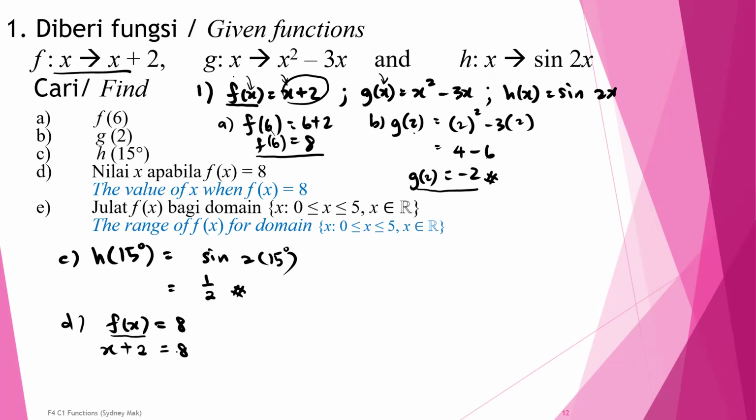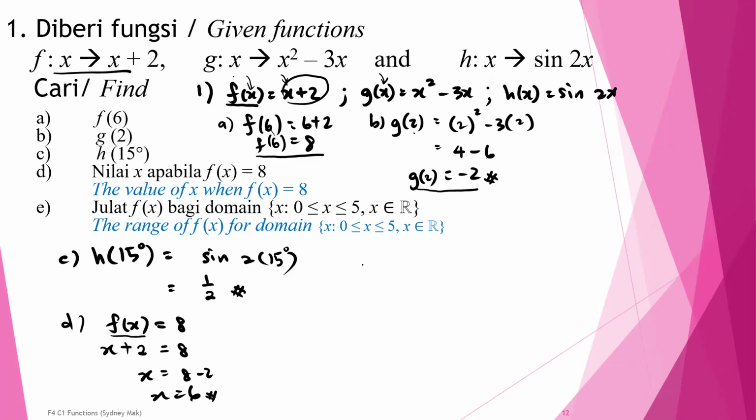So we form an equation. Can we find x? Yes. How do you find x? Throw the 2 over. Correct. So you become 6. Yes, 6. Because it's 8 minus 2. So x equals to 6.